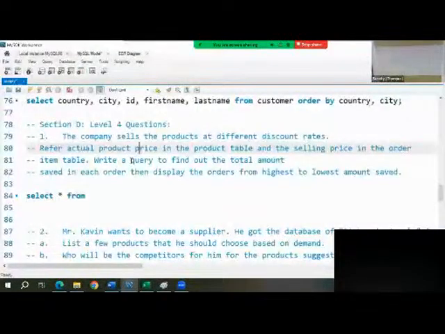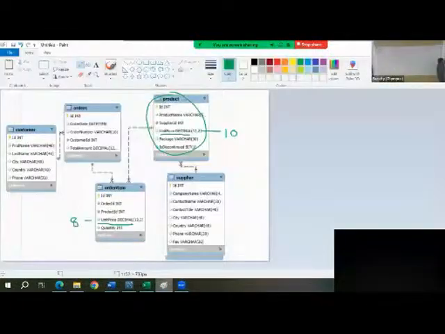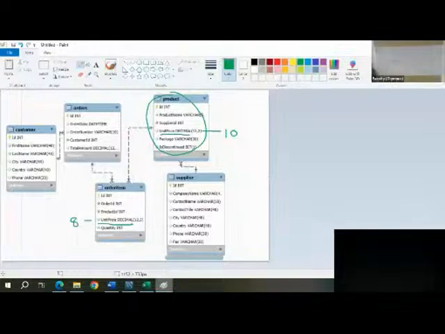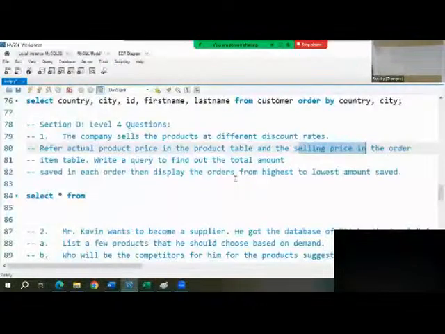So product price in the product table and the selling price in the order table. This unit price is the product price. This unit price is the selling price. So that interpretation comes from the question. Okay, so let's call this the selling price and this the product price. Now find a query to find the total amount saved in each order.